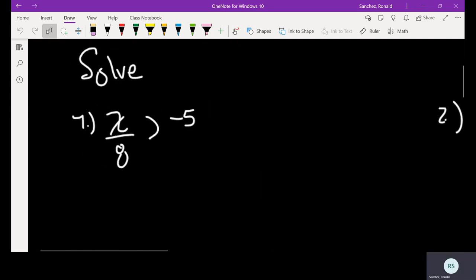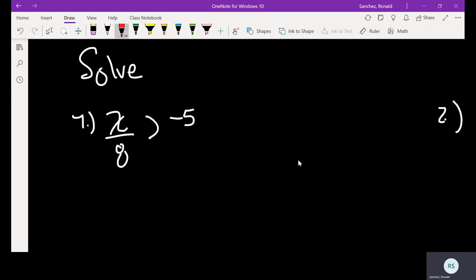So let's go ahead and work on number one. We have a division on the first inequality where we're dividing x by 8, and x divided by 8 is greater than -5. Now the question here is, how do I get rid of that 8?